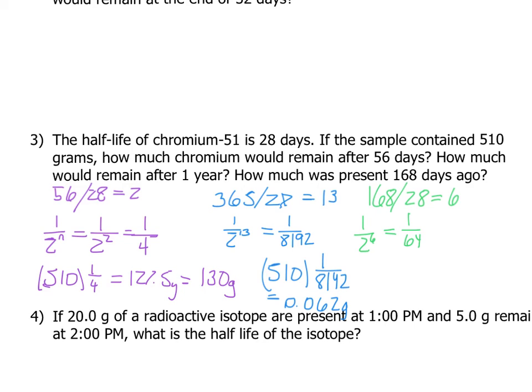We want to know what the initial amount was before, so our setup for this problem is a little bit different. So we're going to look at this as 1 over our initial amount times 1 over 64 equals our final amount, or the 510. That's what we have now. So we need to solve for that initial amount. So in this case, we're going to end up multiplying 64 times 510. We find that the original sample in sig figs was 33,000 grams.